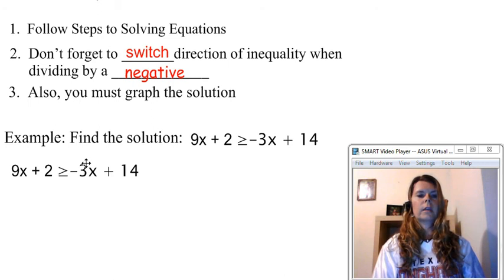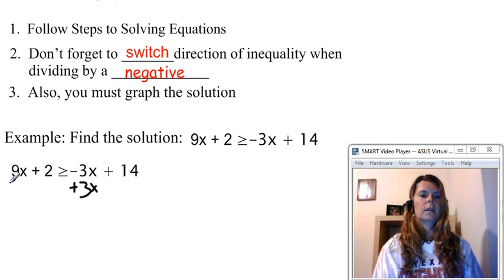So again, you're going to move the variable with the smaller coefficient. Your smaller coefficient is negative 3, so we're going to remove it. I said move it, but really we're going to remove it. We're going to make it 0. So we're going to plus 3x here. And that means we also have to be fair, and we have to do it to the other side of the inequality sign.